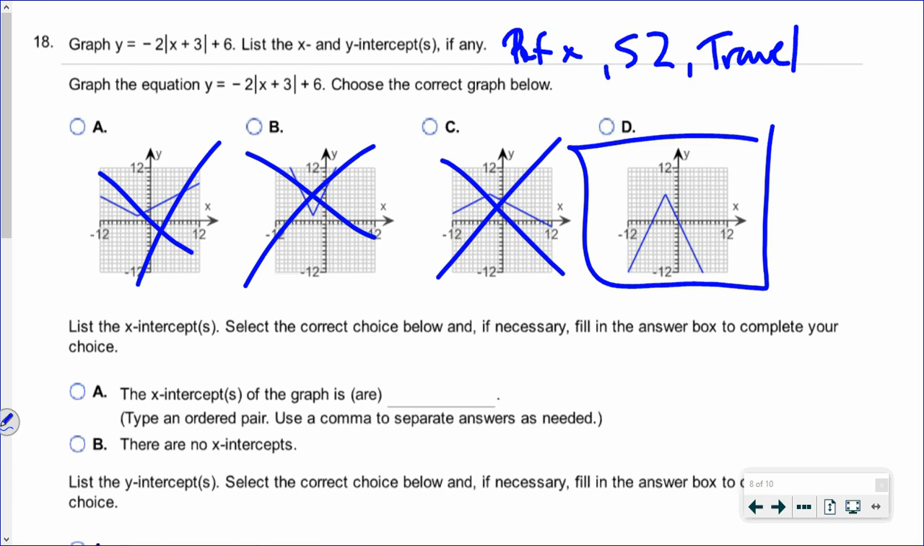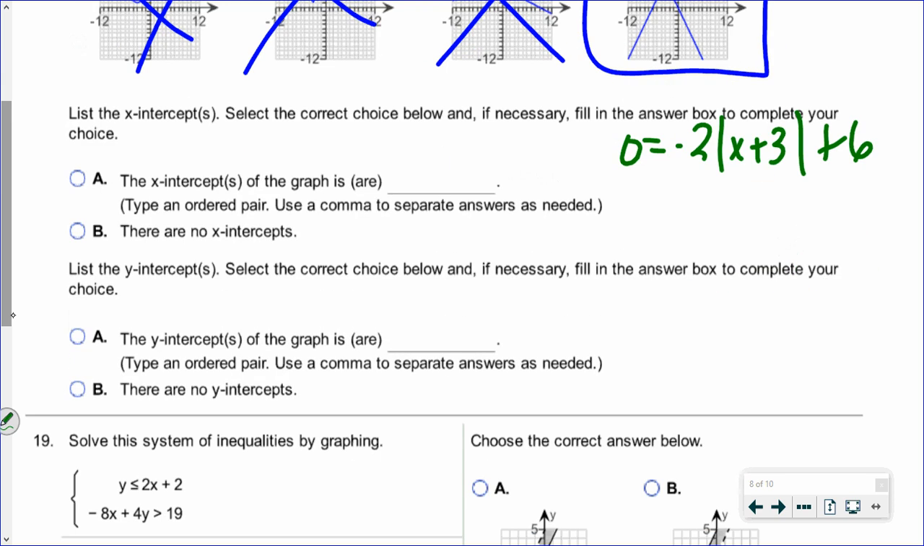Well, how do I find an x-intercept? There's 2 ways. You can blow up the picture and literally visibly count and see where it's crossing the x-axis. Or you can say the x-axis is where it's crossing, which means my y values are 0. So that means 0 is equal to negative 2, absolute value of x plus 3 plus 6. If I solve this thing, that's minus 6. Divide by 2, that's 3.